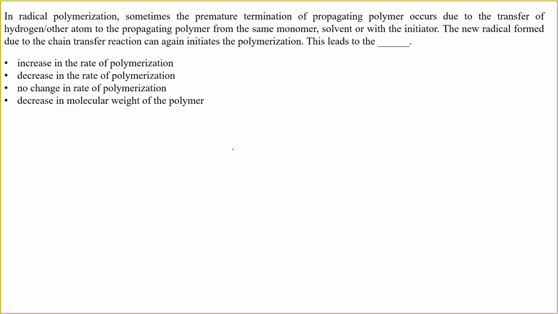And when this is happening, the theoretical molecular weight calculated for the radical polymerization process won't match the molecular weight of the product formed. The molecular weight of the product will always be lower than the expected theoretical value because of premature terminations. So option number four, decrease in molecular weight of polymer, is the correct answer for this question.